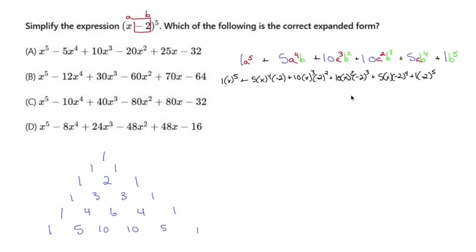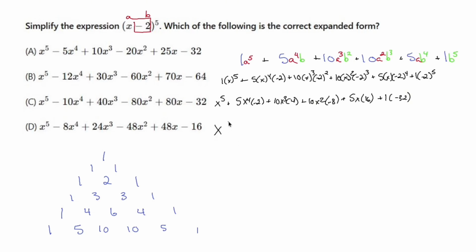Now it's just a terrible looking PEMDAS problem. 1 is 1, you don't need it anymore. X to the fifth is x to the fifth. Plus 5 times x to the fourth times negative 2, we'll clean that up. Plus 10 times x to the third, negative 2 squared is positive 4, we'll clean that up. Plus 10 x squared, negative 2 to the third is negative 8, we'll clean that up. Plus 5, x is x, negative 2 to the fourth is 16, we'll clean that up. Plus 1, negative 2 to the fifth is negative 32, we'll clean that up.